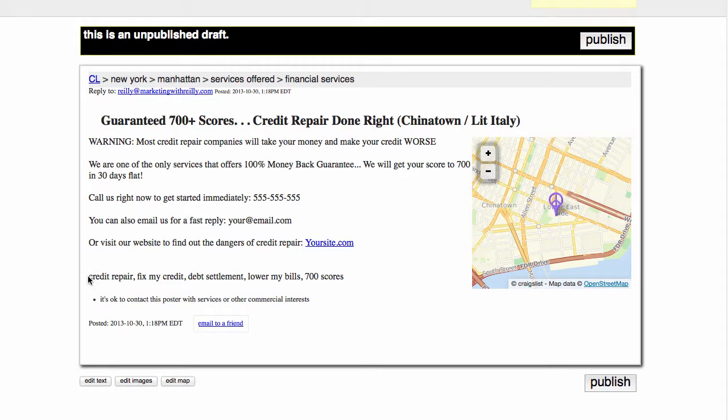And if you notice, I actually forgot to mention this, I'd put my keyword stuffing right below the ad. Anything that somebody could search for in order to find your ad, you want to put down here. So credit repair, fix my credit, debt settlement, lower my bills. You can use Google's keyword tool to come up with some other ideas, but the more you put in here, the better. The more traffic you're going to get to your ad. And an ad like this, it really took me 10 minutes to do while I was recording a video, so you could do this even faster.